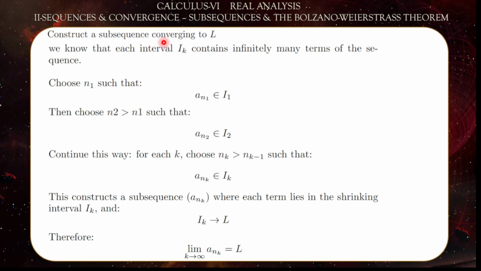Construct a subsequence converging to L. We know that each interval Ik contains infinitely many terms of the sequence. Choose n1 such that a_n1 is within I1. Then choose n2 greater than n1 such that a_n2 is within I2. Continue this way for each k. Choose nk greater than n_(k-1) such that a_nk is within Ik. This constructs a subsequence a_nk where each term lies in the shrinking interval Ik, and Ik shrinks to L. Therefore, the limit of a_nk as k approaches infinity is equal to L.